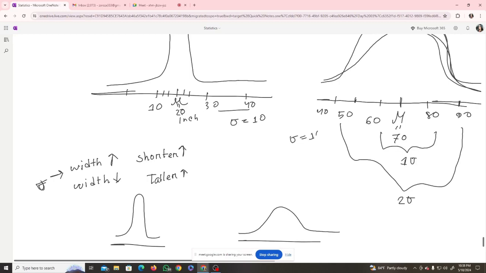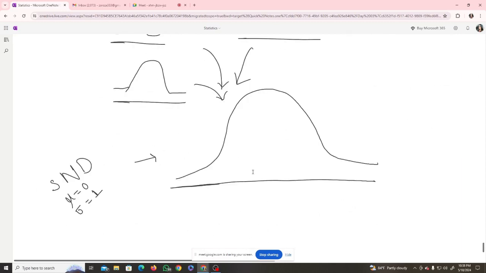So by converting standard deviation and mean to a specific number, we are getting a new distribution which is known as standard normal distribution. And the process by which we are converting the normal distribution to the standard normal distribution is known as standardization. So what is standardization? Standardization is the process by which normal distribution is converted to standard normal distribution. So this process is known as standardization.